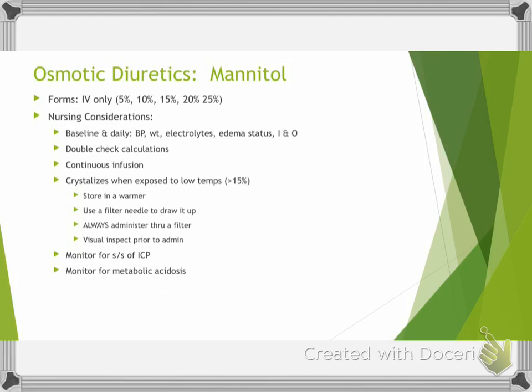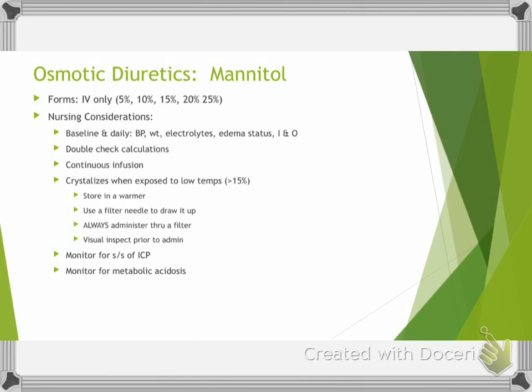So your considerations, we want a baseline and daily blood pressure, weight, electrolytes, edema status, and I's and O's. Again, if the potassium drops below 3.5, we want to monitor an EKG, and we want to notify the prescriber. Double check calculations with another nurse. It's a continuous infusion.